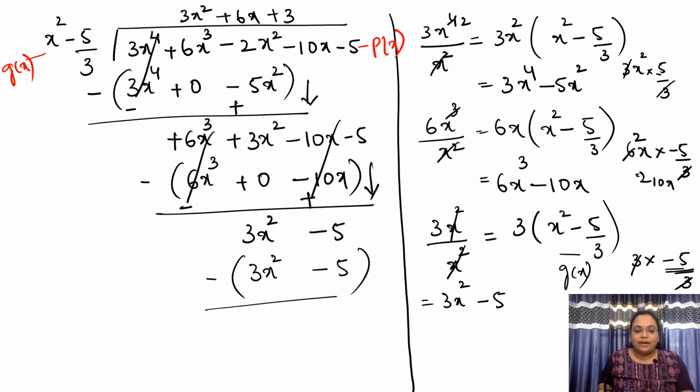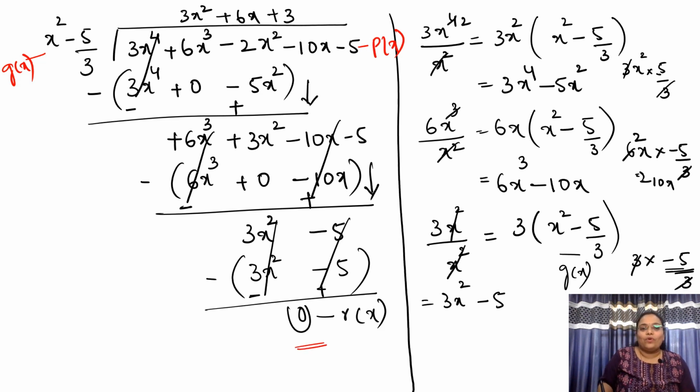When you subtract it, the plus sign changes to minus and the minus sign will become plus. 3x square minus 3x square will get cancelled. Minus 5 and plus 5 is also 0. So we will get r of x is equal to 0. And what is q of x? Q of x is 3x square plus 6x plus 3.